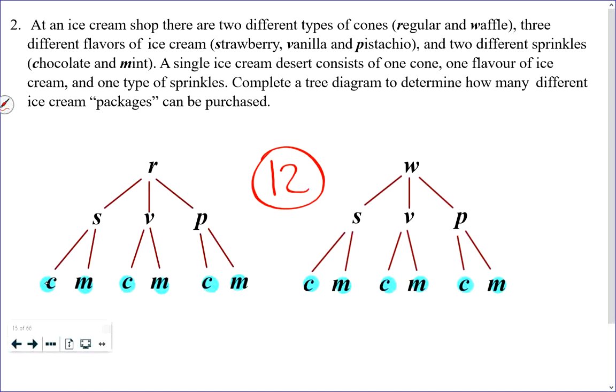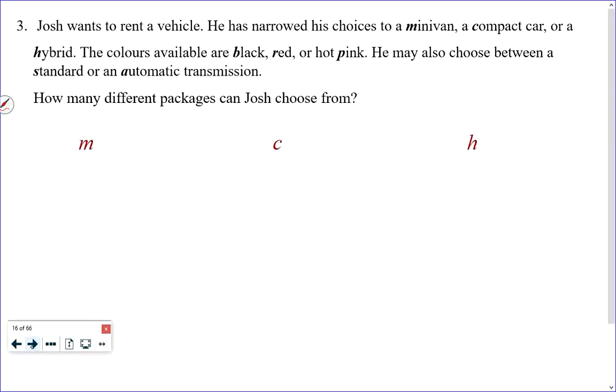Let's look at a third option. This time you're going to go rent a vehicle. It turns out that you are in some backwater someplace in the world and they really don't have a lot of vehicles that you can rent, but the people tell you, well, you can either have a minivan or a compact car or a hybrid. Those are the 3 types of vehicles that we rent. M for minivan, C for compact, H for hybrid. Can I get blue? No. We have only 3 colors, black, red, and pink.